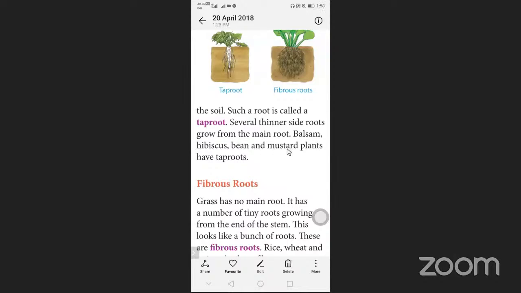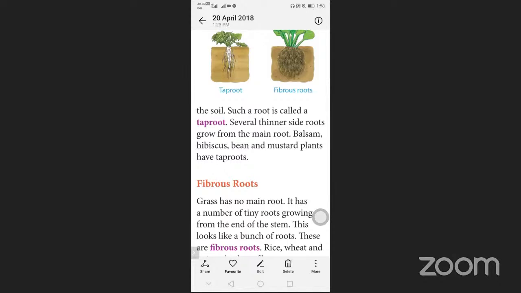Blossom, hibiscus, bean, and mustard plants have a taproot system. So which are the examples? You can see them at your home also. Hibiscus means shoe flower, mandara puvu antaru kada. Next is the bean, bean ante chikkudugaya. Next is mustard, mustard means avalu. So these plants all have taproot systems only.